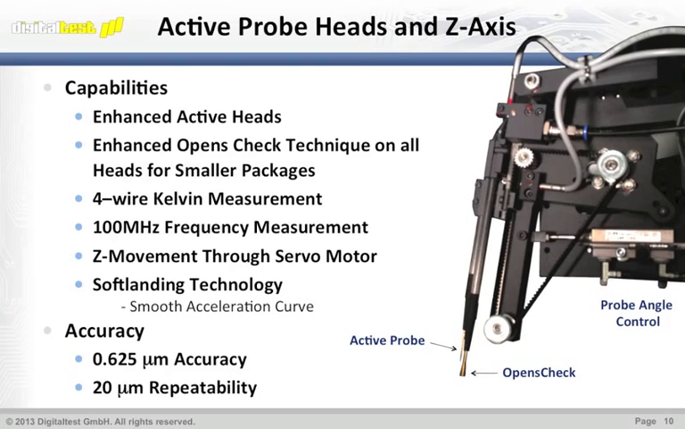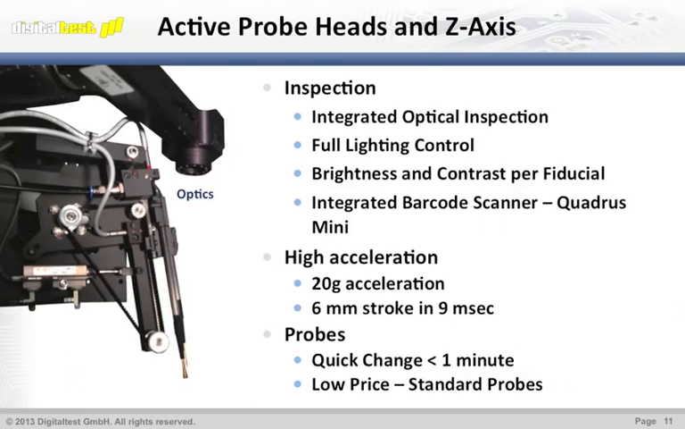In addition, we also provide opens check on all of the heads. So if you're looking at a capacitive to opens technique, that's available. We provide 4-wire Kelvin measurements across the heads. For customers who don't want to see witness marks, we also have a soft landing technology, stopping any marks from the probes or anything else if that's a requirement. Again, accuracy down to half a micron in accuracy with 20 microns repeatability.